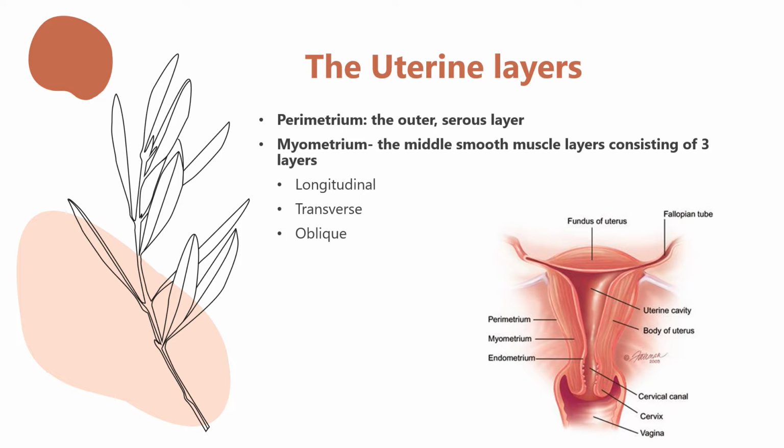The uterine layers, as we just discussed, consist of the parametrium, that serosal outer coating, our 3 layers of myometrium, our longitudinal, our transverse or axial, and our oblique. And then, of course, the endometrium, which is our regenerating and degenerating layer during the menstrual cycle.